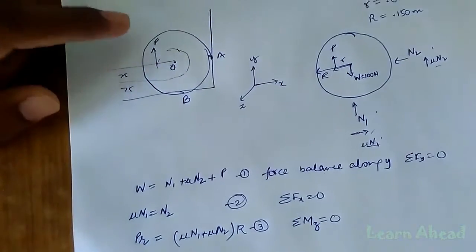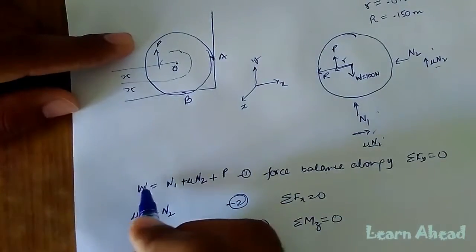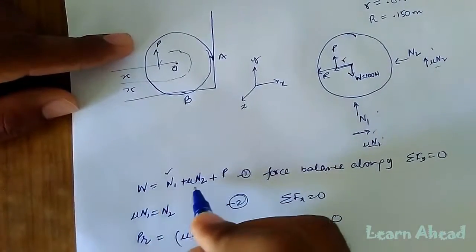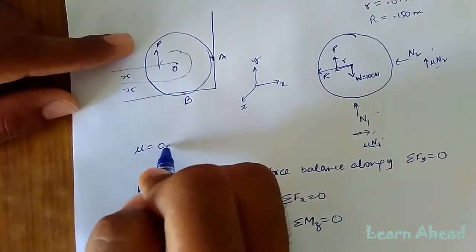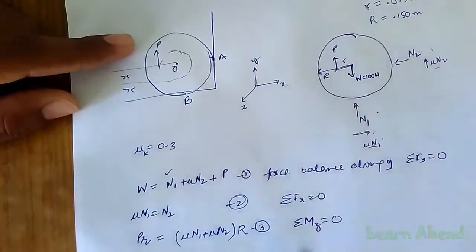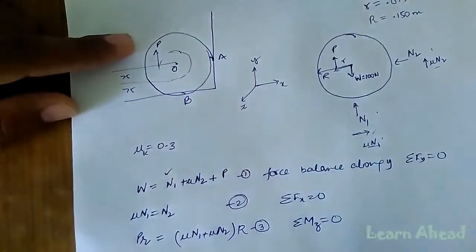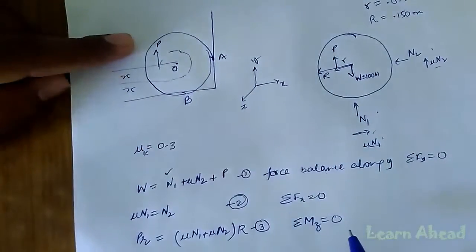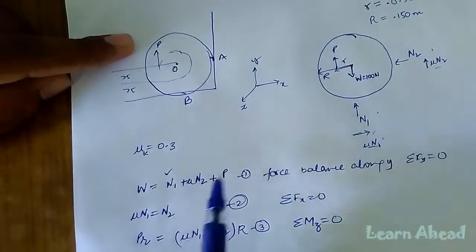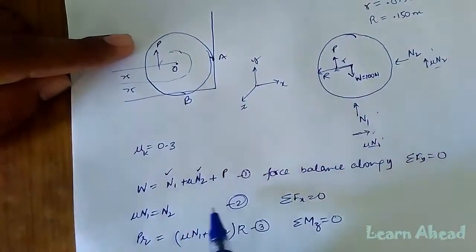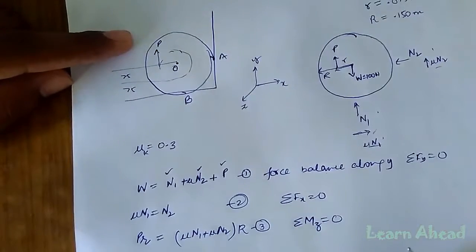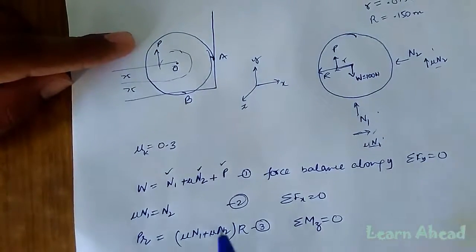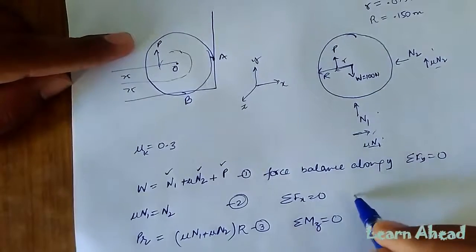These three equations I have obtained. Now let us see how many variables are there. Weight is known, N1 is a variable, mu is known, and I have already mentioned that for mu we have to use 0.3, that is mu k actually, because there is some relative movement. So N1 is a variable, N2 is a variable, P is a variable, small r is known, capital R is known, mu is known. So there are only 3 variables, and these 3 equations must enable you to solve for the required force P.